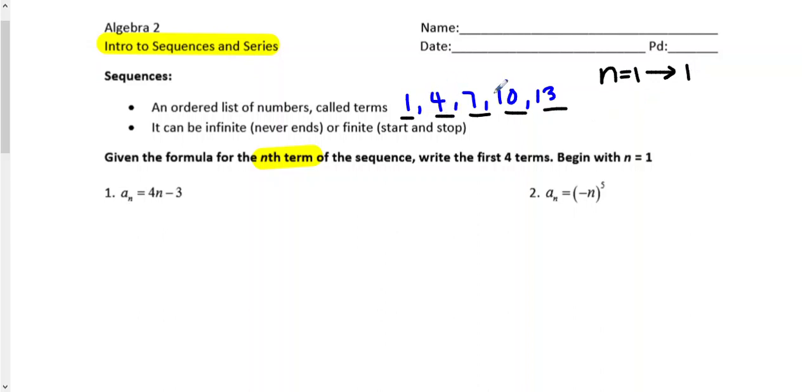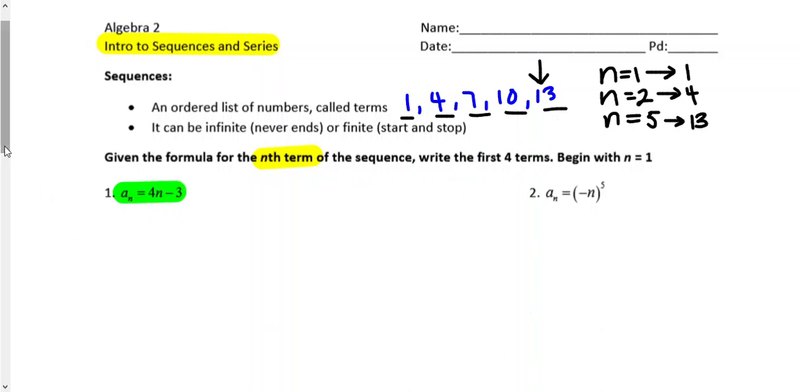My second term is 4. So when n equals 2, because that's the second number in my list, that number is 4. So if I ask you for the number when n equals 5, take a moment and see what you would say. In this case, it would be 13, because that is the 5th number in my example. So back to this part here. Given the formula for the nth term, and that formula is given right here, find the first 4 terms.